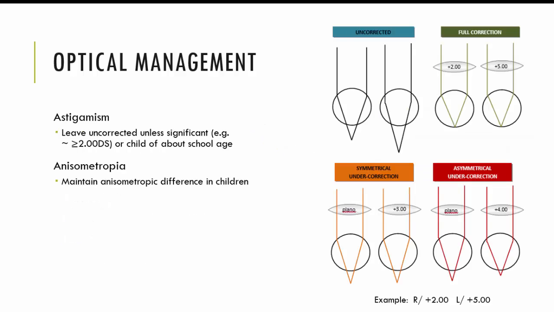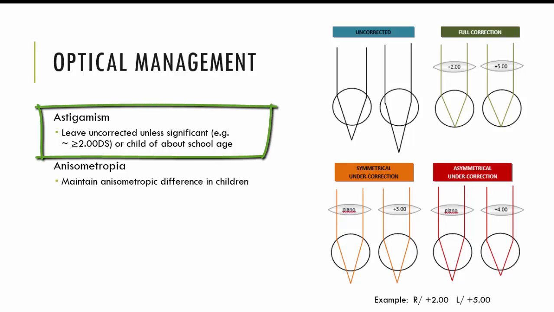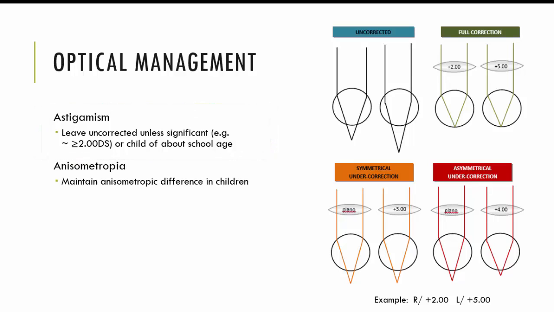Okay, now what do we do when we find a patient has astigmatism or anisometropia? Let's start off with astigmatism. In infants and young children who have astigmatism, patients need to have about 2 diopters worth of astigmatism before we generally consider correcting the astigmatism.